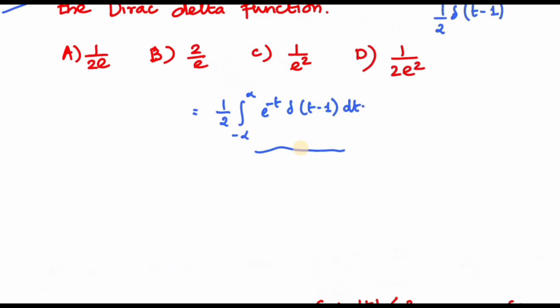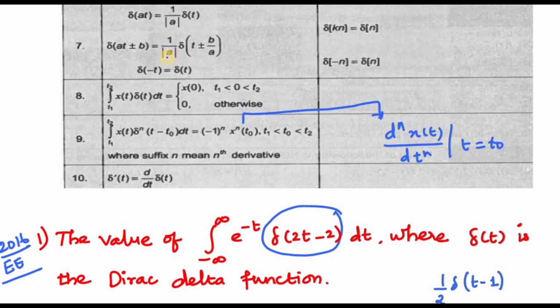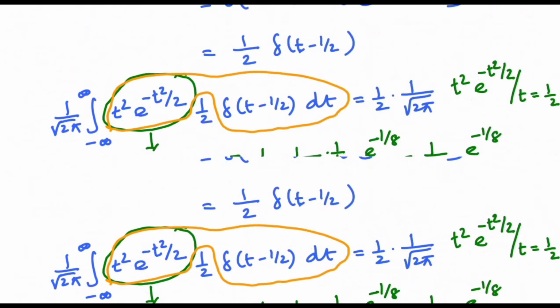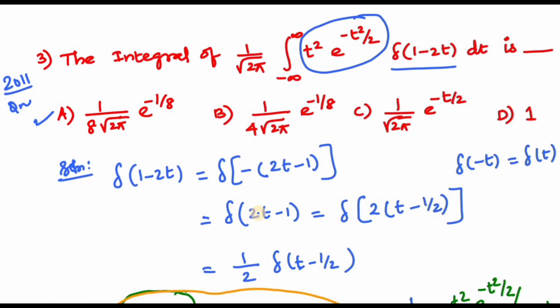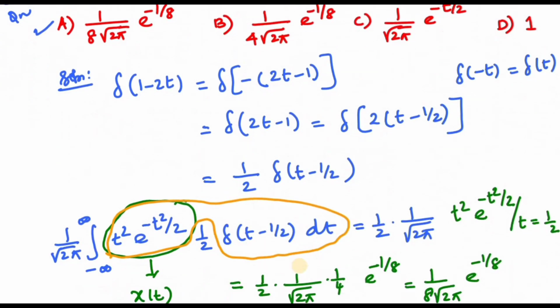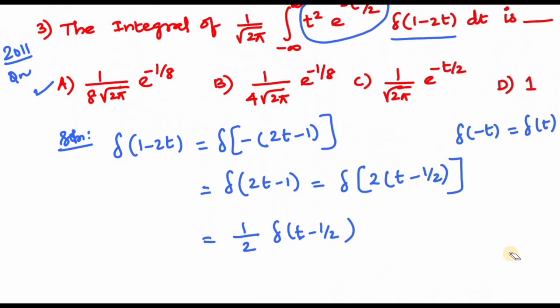So this is your seventh property, delta of minus t is equal to delta t. So if I take 2 common, I will get 1 divided by 2 of delta of t minus 1 by 2. So you have to substitute t is equal to 1 by 2, right? So here we substitute t is equal to 1 by 2.